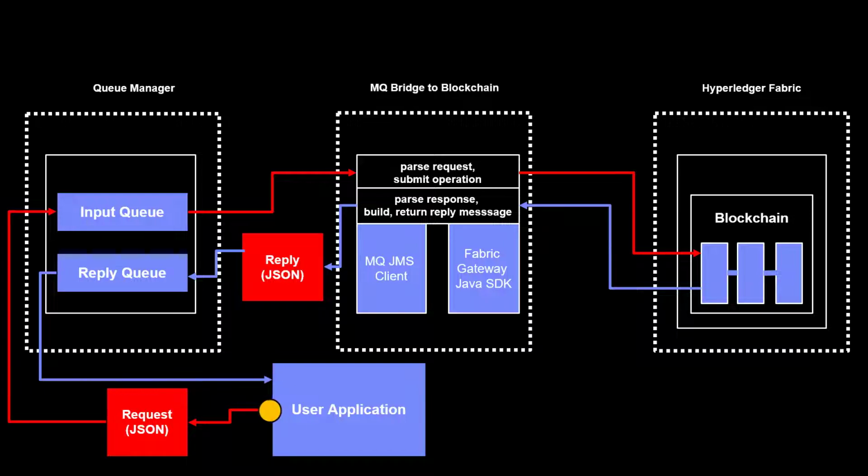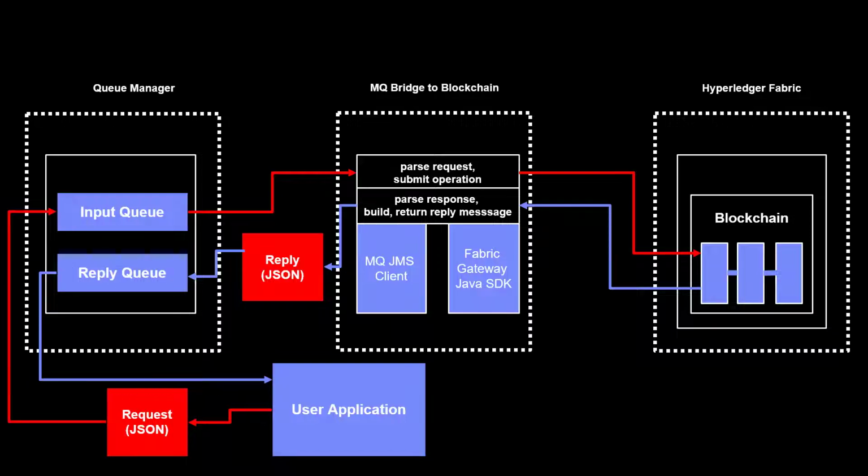An MQ application interacts with the Hyperledger fabric while continuing to use a queue-based design in the same way as it works with other applications in your environment. Messages are put on a queue, the bridge gets them, uses the message contents to invoke a capability in the blockchain, and then sends a reply to the application, again via a queue.